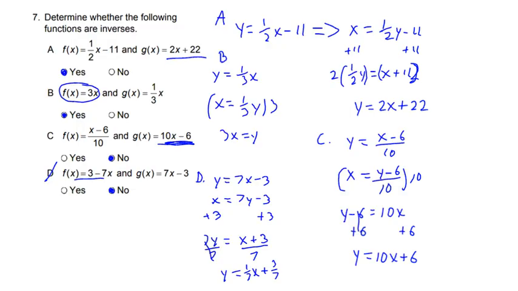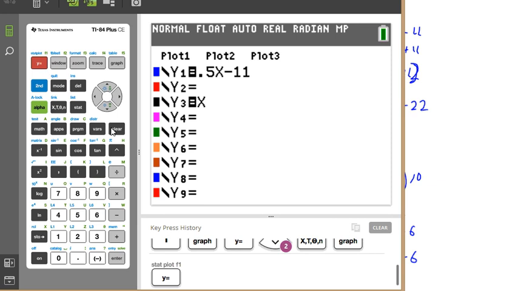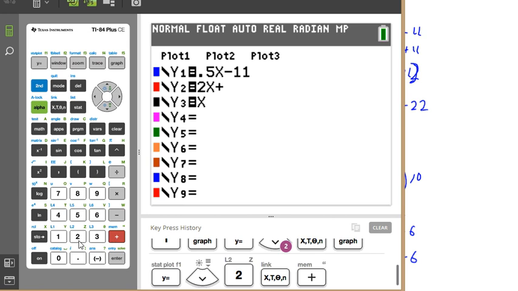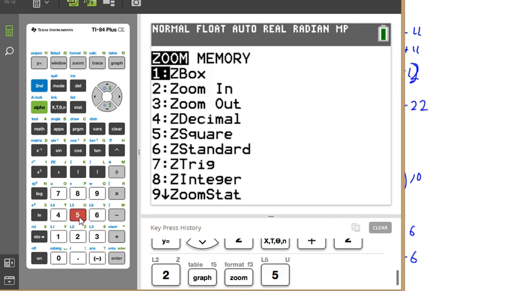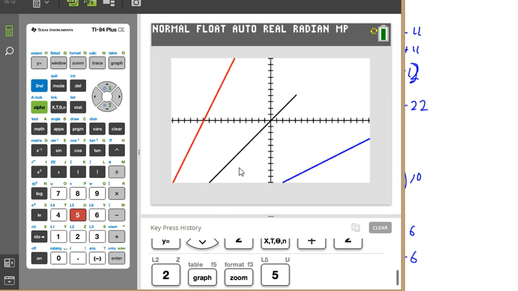So for this one we have 2x plus 22. So let's go look at that. 2x plus 22. See what that looks like? Yeah, that's what it looks like. And we're reflecting about the line y equals x. And if we go to zoom square, we might be able to see that even a little better. Yeah, you might be able to see it a little better here. But these are inverses of each other about the line y equals x.